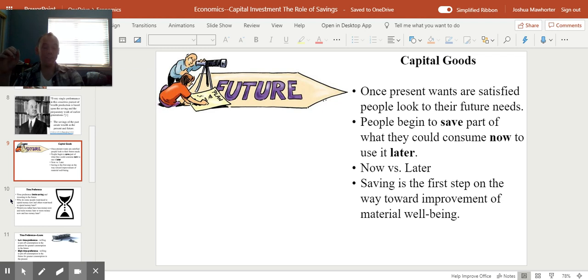And so people begin to save part of what they would consume now to use it later. This is a judgment call that we often make, and it's subjective. There's nothing morally wrong with or right about either one. But it's a decision we make all the time about now and later. Do I want to have something now or do I want to have something later?